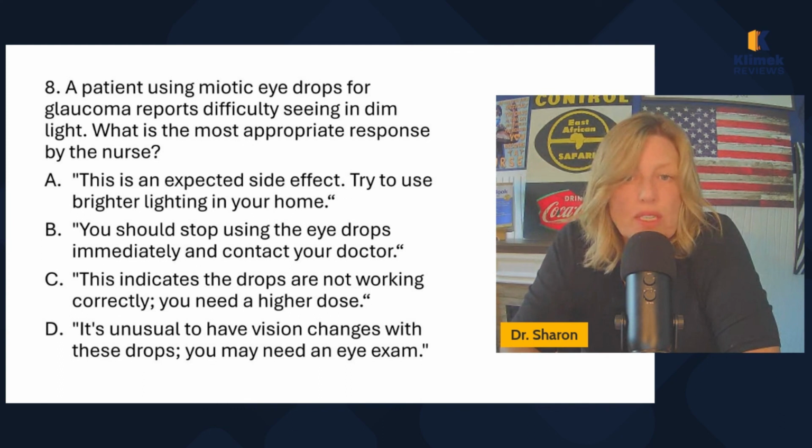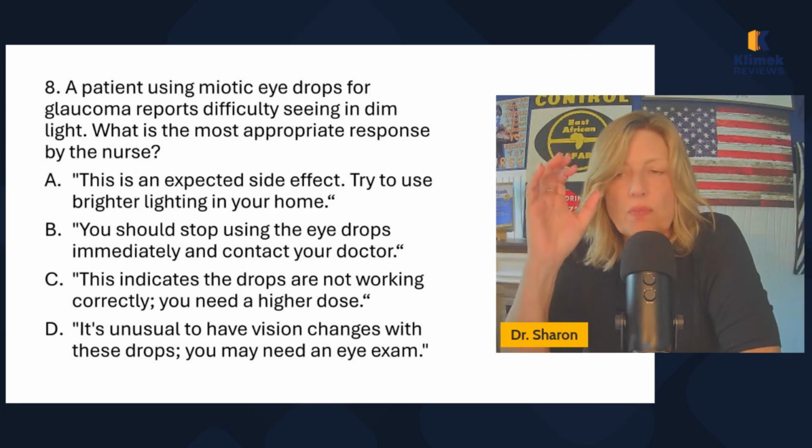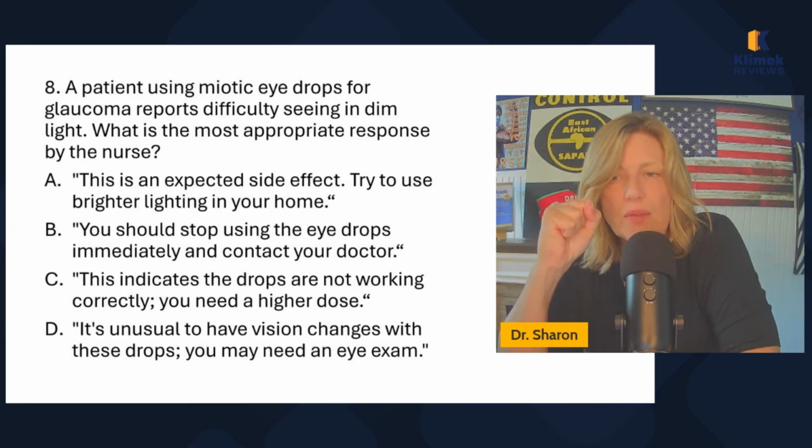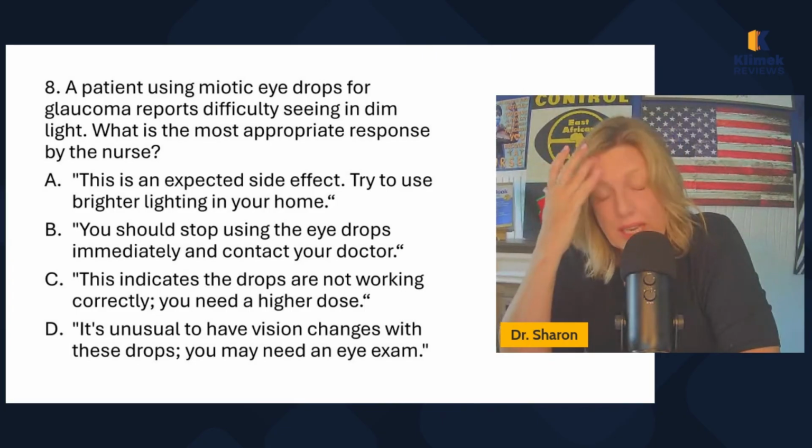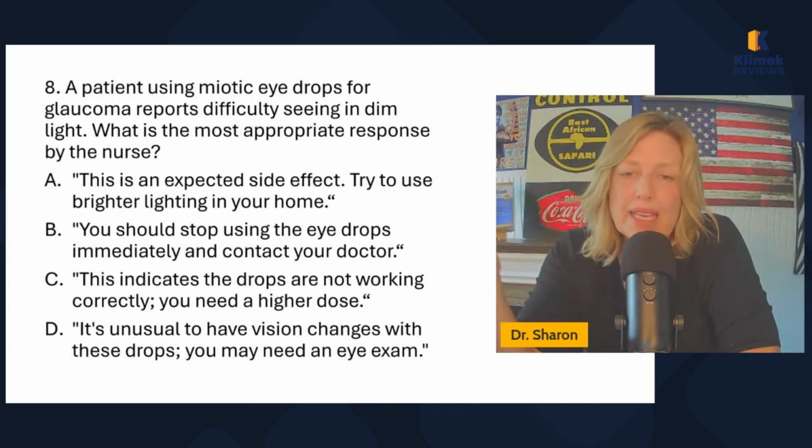Number 8. A patient using miotic eye drops for glaucoma, miotics or miosis being constriction, reports difficulty seeing in dim light. Which is the most appropriate response by the nurse? This is an expected side effect. Try to use brighter lighting in your home. Well, if you're pupillary constricting, I would think you would need brighter light to be able to see, because your eye's not letting you take in as much light. So A makes sense to me.